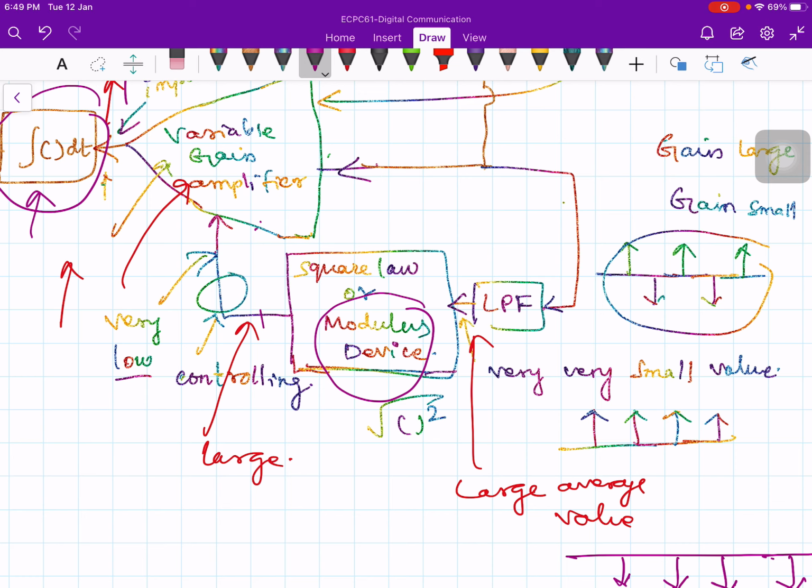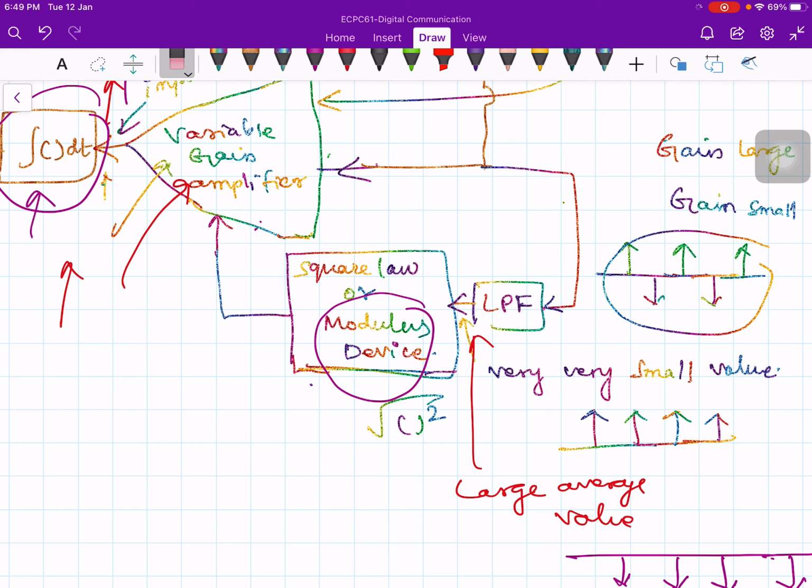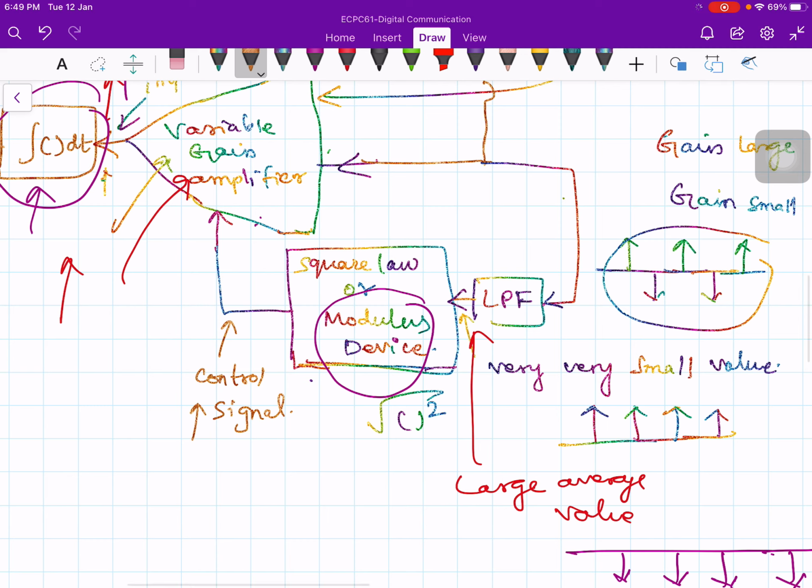The manner of controlling the gain is that when the control signal is small, the gain is very small. When the control signal is large, the gain is very large. Small control signal, very small gain. Large control signal, very large gain. That's all. So this control signal is controlling the gain of the amplifier.